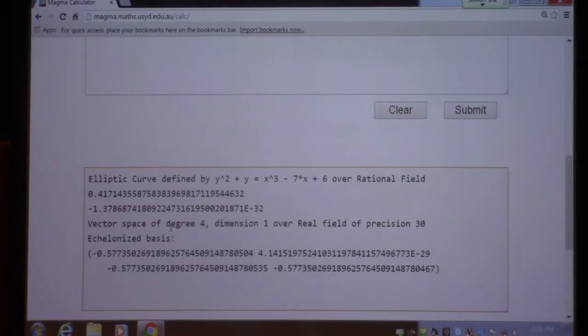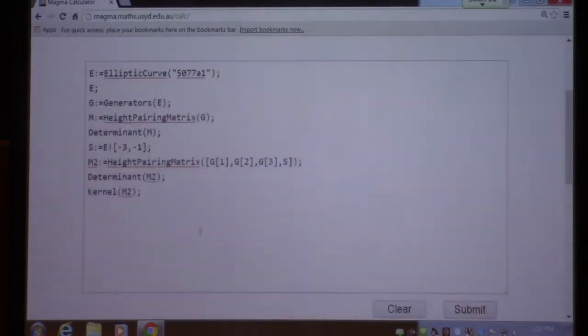It says that kernel is within a vector space of degree 4, yes. It's of dimension 1. So there is something in the kernel. And here's a basis. It says it is minus 0 point, like this real number, times something that's 10 to the minus 29, that looks like 0 to me. Then the same number, basically, and then the same number again, basically. Okay? So I'm going to take that basis.